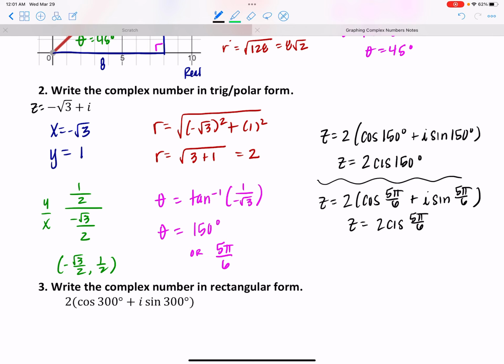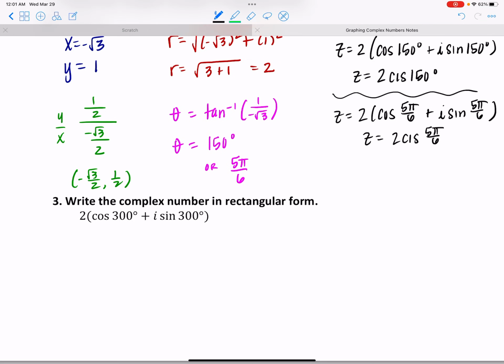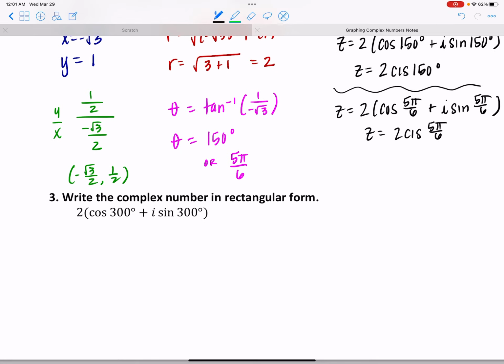If it specifies degrees versus radians, then obviously you'll pick, but even then you'd still have 2 different options. Okay, last one, we're just going to go in reverse here. This time I have my complex number given to me in trig form, so I want the rectangular form. So in this trig form, I'm recognizing that my radius is 2 and that my angle is 300 degrees. So to get my rectangular form, I need to take r and theta and figure out from those what x and y are.